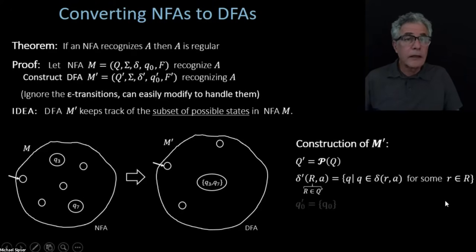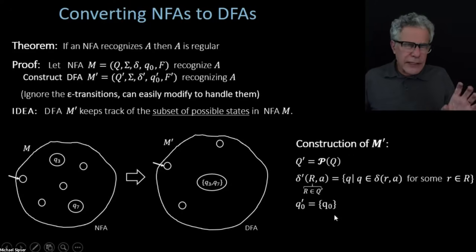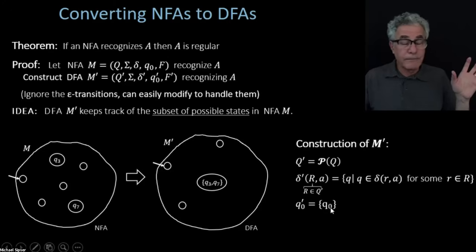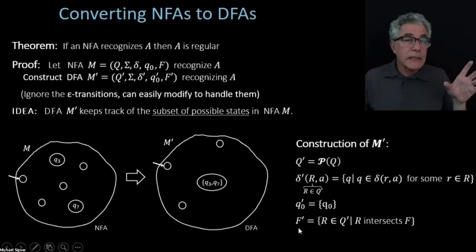Good to understand. The starting state for the DFA is going to be the subset corresponding to just the start state of M. And the accepting states of the deterministic machine are going to be all of the subsets that have at least one accepting state from the NFA.